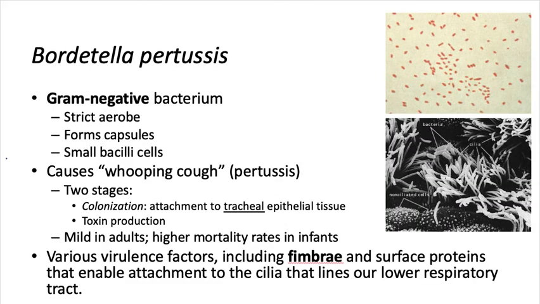Bordetella pertussis is our next pathogen. It is a gram-negative bacterium, so that means it has an outer membrane that has lipopolysaccharide or endotoxin. Now, pertussis is going to infect the trachea. And because the trachea is our windpipe, there's a lot of oxygen and air in the trachea. And Bordetella pertussis is adapted to that environment in that it is a strict aerobe. So this is an aerobic infection of the trachea.